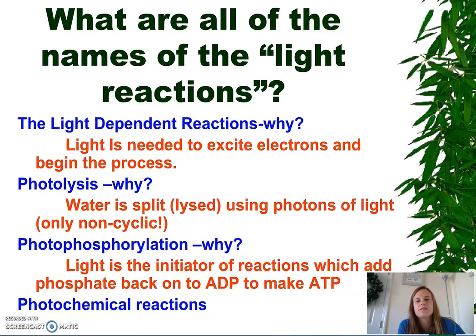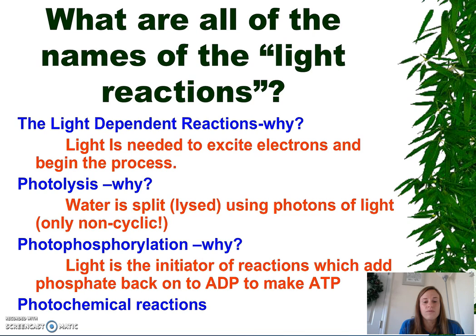Before we get to the Calvin cycle, now that we're finished with the light reactions, let's talk about other names that scientists have for the light reactions. The light reactions can be called the light-dependent reactions because the light is needed to excite the electrons and begin the process. It's also called photolysis because the water is split, or lysed, using photons of light, but that only happens in non-cyclic photophosphorylation.